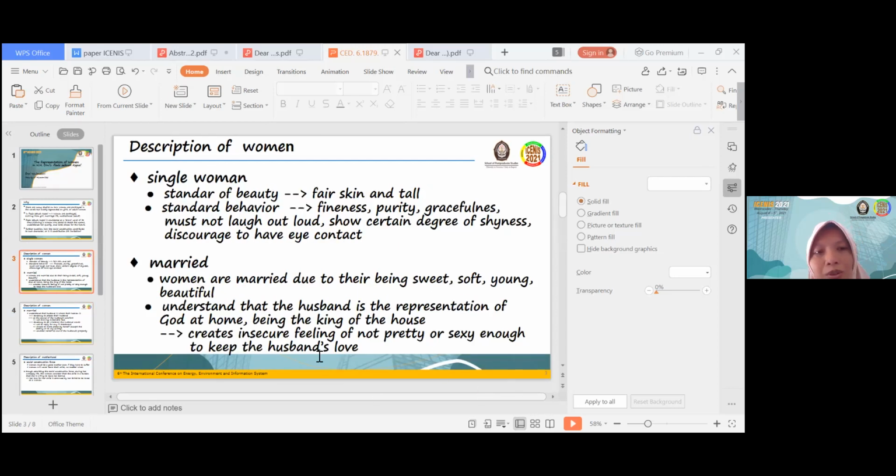Married women are married for many reasons, but mostly because they are sweet, soft, young, and beautiful. So the feminine side of the woman is really emphasized for women to be able to get married. And then women should understand that the husband is the representation of God at home, being the king of the house. In many cases, this creates insecure feelings of not being pretty enough or sexy enough to earn the husband's love.